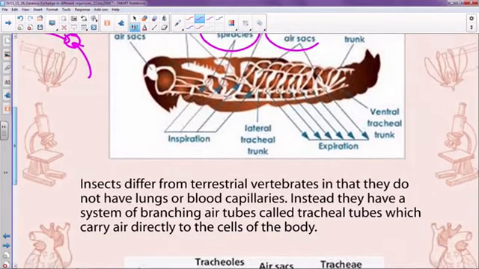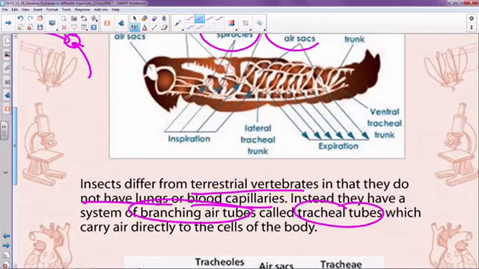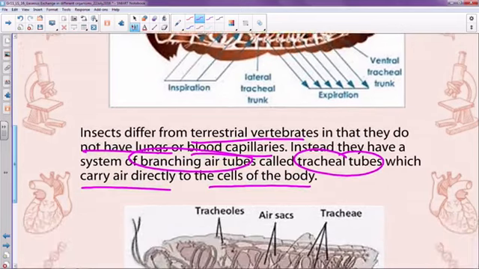Insects differ from terrestrial vertebrates in that they do not have lungs or blood capillaries. Instead, they have a system of branching air tubes called tracheal tubes, which is different from what we've seen in frogs. And these can directly carry the air to the cells of the body. So here we find a system of tracheal tubes that takes air directly to the cells where they're needed, and hence they lack a system of lungs and blood capillaries.